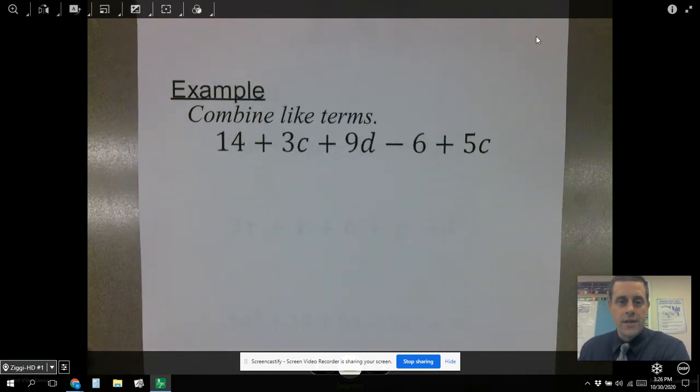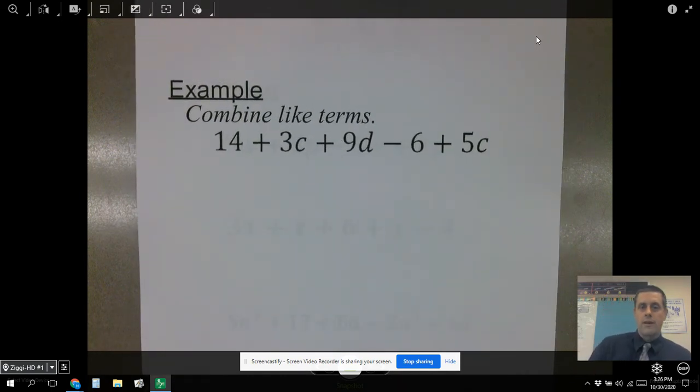All right, let's do one more example. On the screen, we have 14 plus 3c plus 9d minus 6 plus 5c. Copy that expression down on a sheet of paper. Work through it with me.